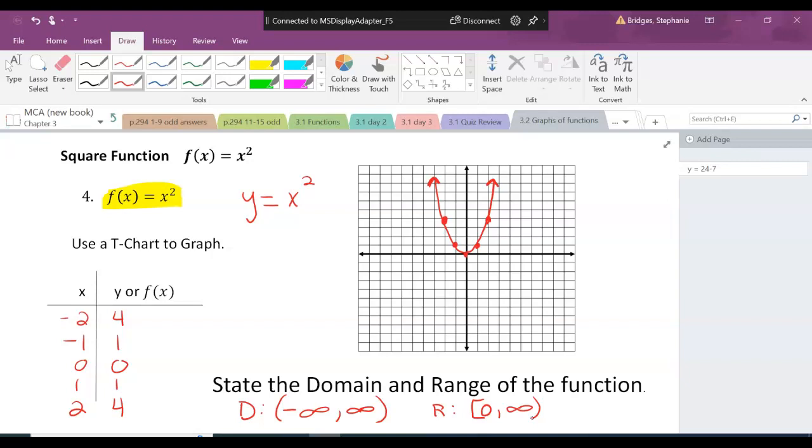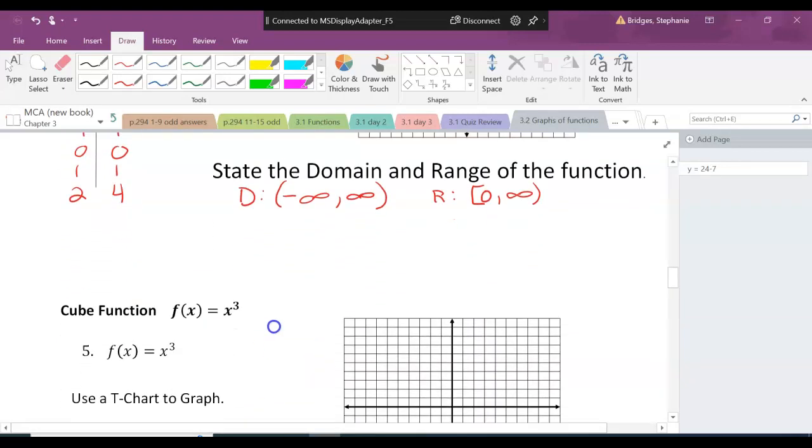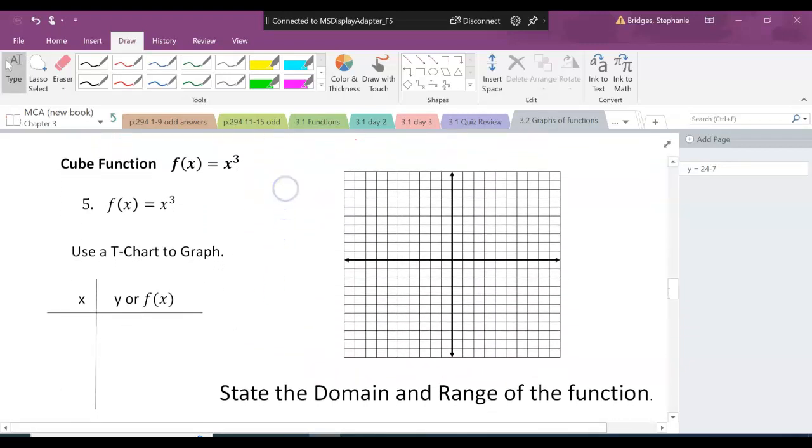Anybody have any questions so far? All right, I want you to try the next one. We got a cube function. Okay, a cube function. You have the arms up there that look like a cube, or he's showing you like this. Curve my arms. So it's going to be like kind of an elongated S when you graph it. So go ahead, plug in your 5 values, negative 2, negative 1, 0, 1, and 2. We're going to cube them. So think about negative 2 times negative 2 times negative 2.